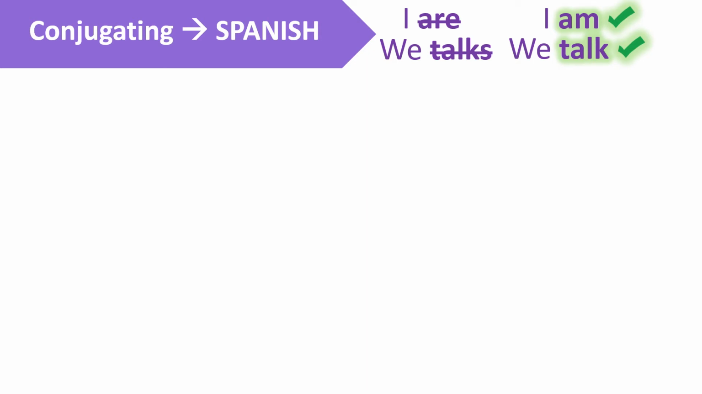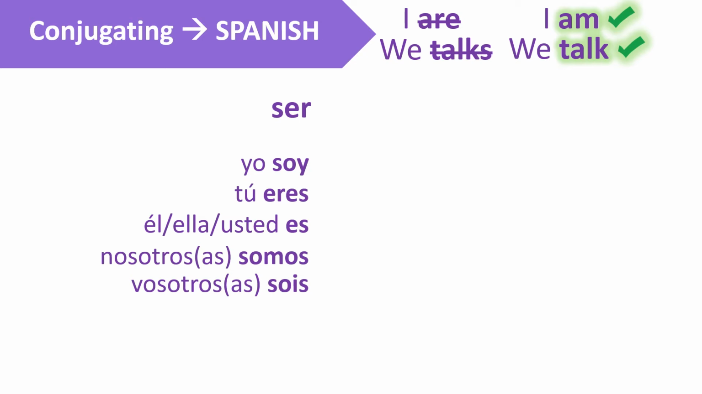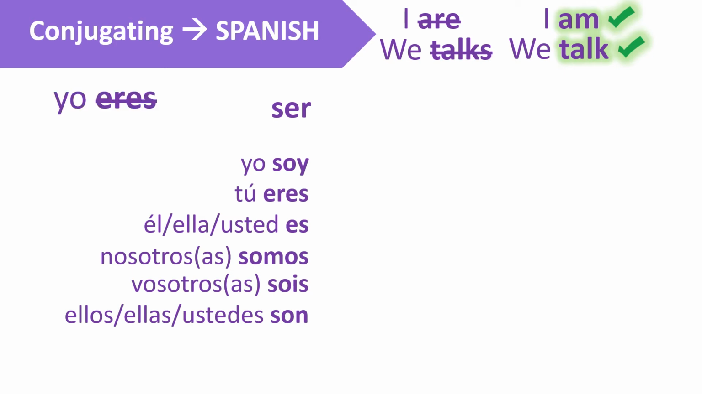Now let's look at Spanish conjugation. Let's look at the verb to be again. Yo soy, tú eres, él, ella, usted es, nosotros y nosotras somos, vosotros y vosotras sois, ellos, ellas y ustedes son. Let's look at the same example. It doesn't make sense to say yo eres because eres goes with the tú form. So this doesn't agree. You have two different subjects. You have I, but then it's in the you form. It should be yo soy, I am, not I are.